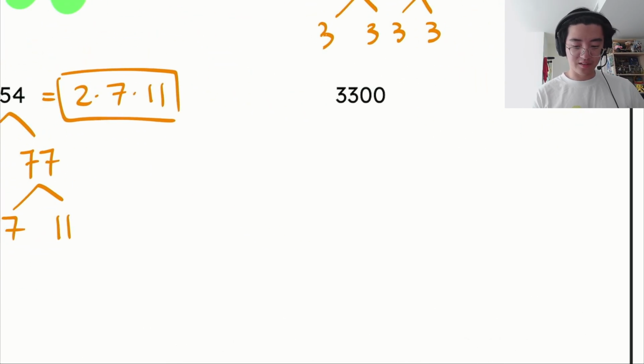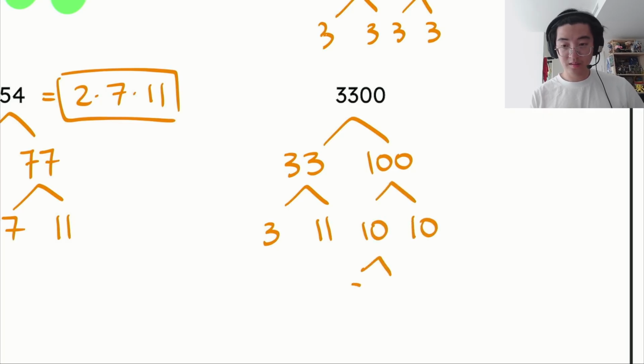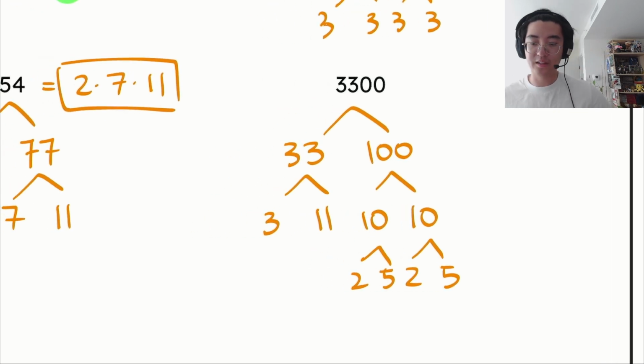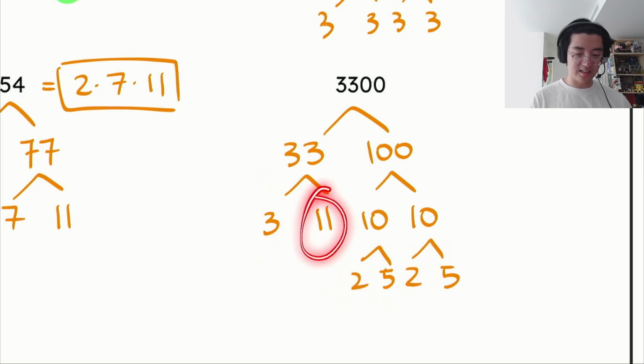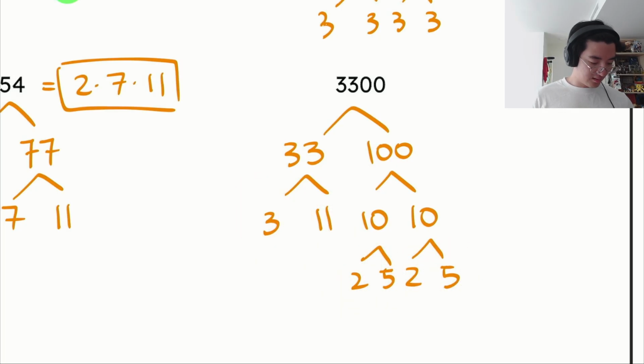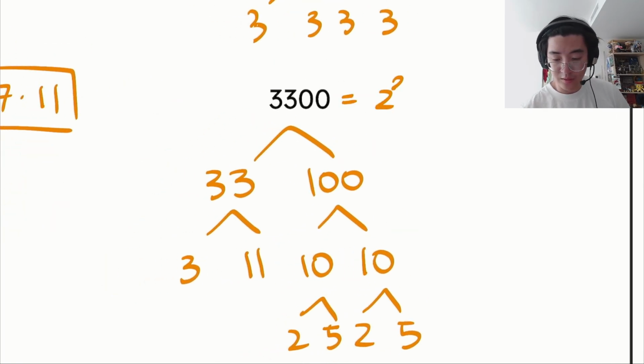Okay, 3,300. So we know right away we can split that into 33 and 100. 33 is just 3 times 11, both primes. 100 is 10 times 10, or 2 times 5 for each of those. So we got 2 2s, 1 3, 2 5s, and an 11. So 2 2s, 1 3, 2 5s, and 11.